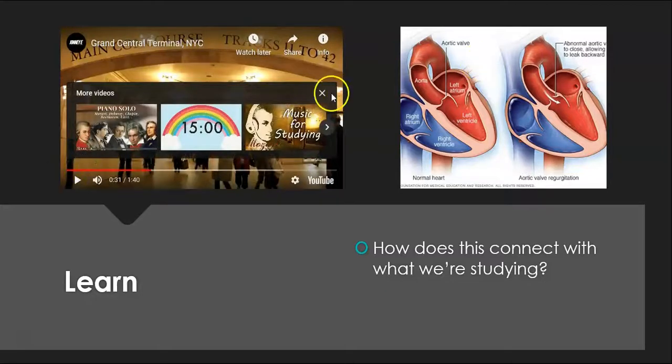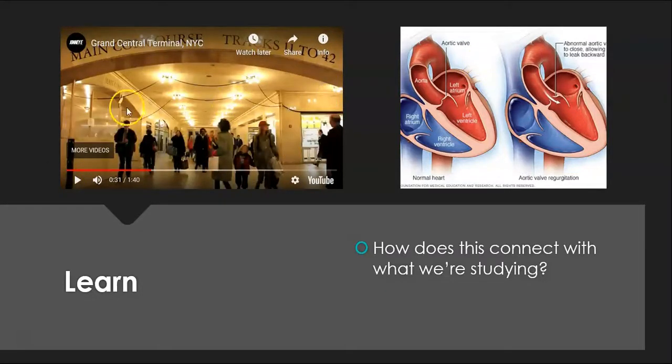Okay, boys and girls, so what can we compare the people in Grand Central Station to? What is always on the move? It looks like they never stop. More keep coming in and out, in and out. What can we compare the people to? The red blood cells. Remember, what do red blood cells carry?